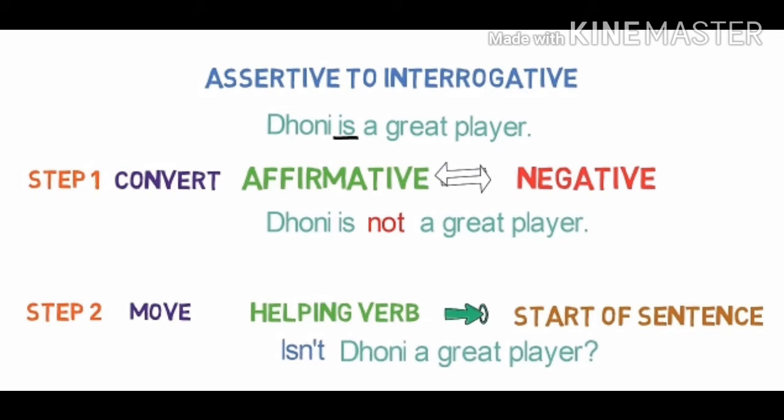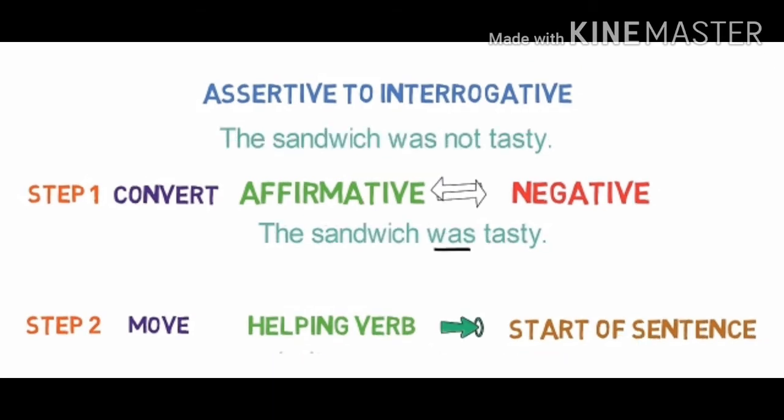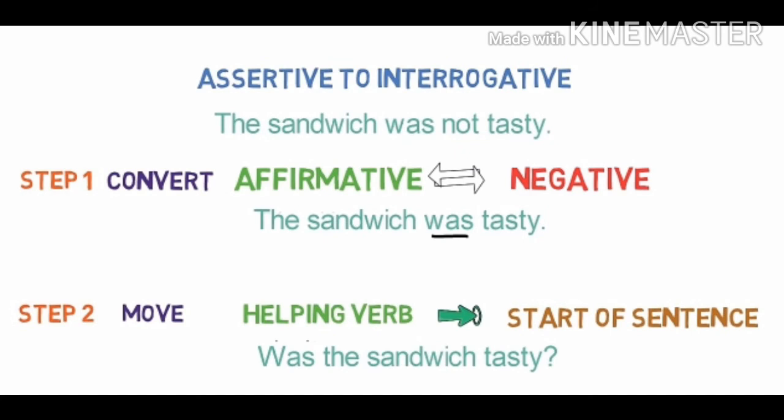Now we'll see one more example which is negative and then we'll convert it into affirmative. The sentence is the sandwich was not tasty. Not is used here, so this sentence is negative. First of all, we will convert it into affirmative. How? After applying step 1, the sentence will be the sandwich was tasty. Instead of was not, it will be was. Now for step 2, we have to move the helping verb or auxiliary to the starting of the sentence. What is the helping verb here? Was. So we'll keep was first. And the sentence will be: Was the sandwich tasty? And then a question mark.